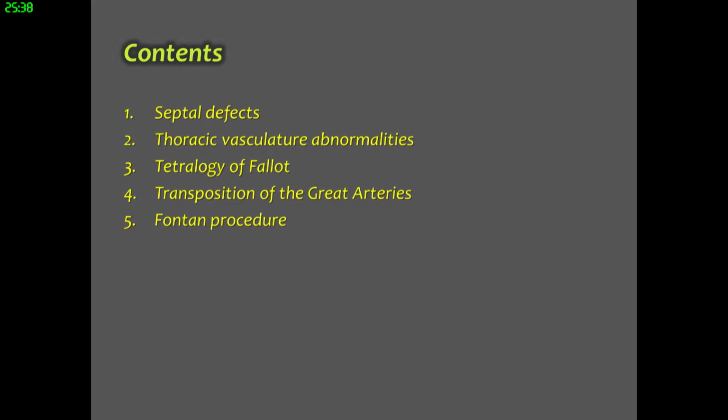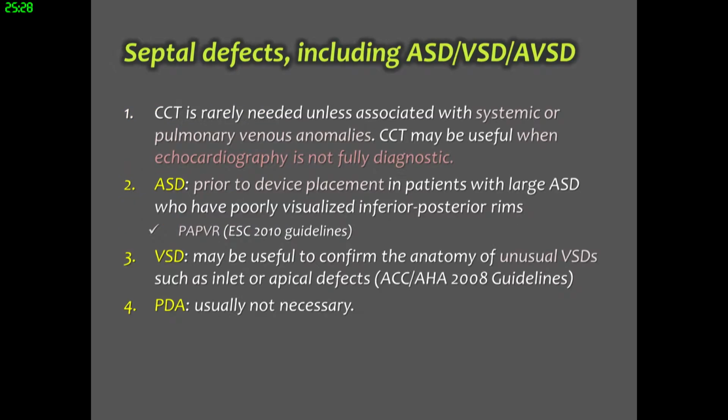Let's see the individual categories of disease. The order of contents is like this: septal defects, thoracic vasculature abnormalities, TOF, TGA, and Fontan procedure. For septal defects, CCT is rarely needed unless associated with systemic or pulmonary venous anomalies. CCT may be useful when echocardiography is not fully diagnostic.